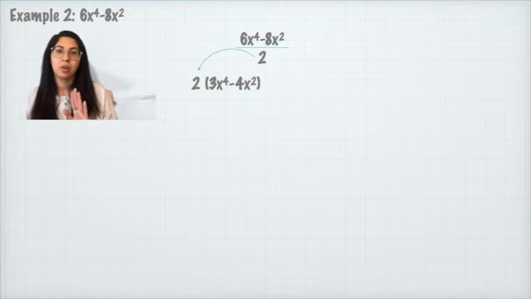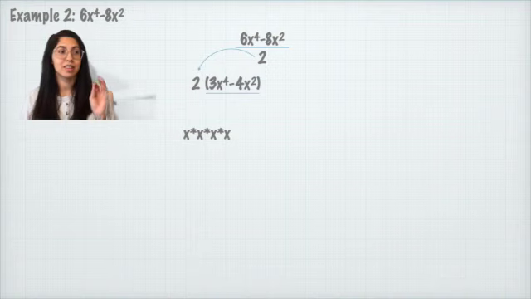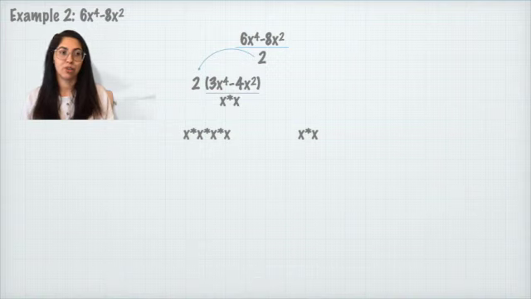Okay, so now we are going to look at the letters, at the variables. So they both have x's. I see that this 3 has 4 x's, and I see that this negative 4 has 2 x's. So how many x's do they have in common? They have 2 x's. So I could actually take out x times x or x squared. So what did I do?